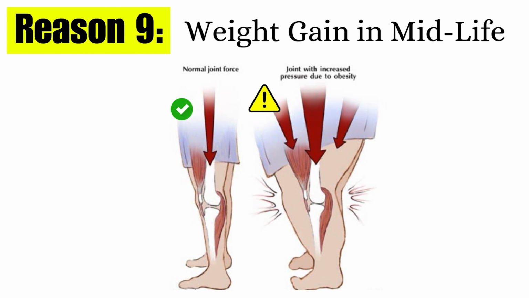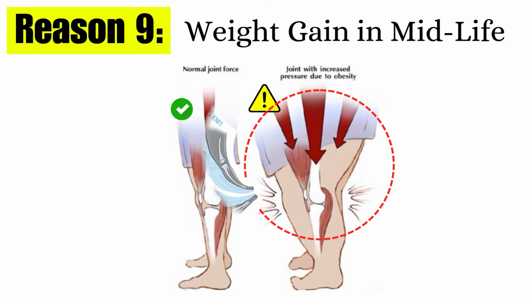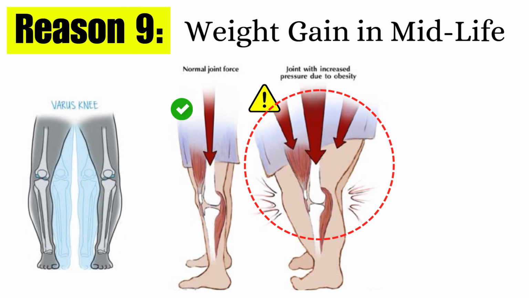The ninth reason is weight gain in midlife. Extra weight doesn't just strain your knees, it magnifies the medial load from every direction, speeding up cartilage wear and varus drift. Bow legs is very commonly seen in obese patients.